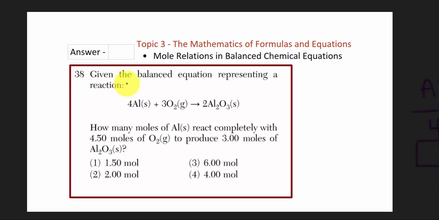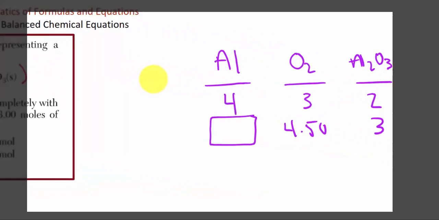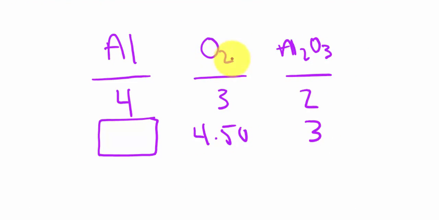Question 38. Given the balanced equation representing a reaction, here's your equation, how many moles of aluminum react completely with 4.5 moles of the oxygen to produce 3 moles of the aluminum oxide on the other side? There's a couple of ways to go about this, but this is a typical stoichiometry problem utilizing moles. So let's take a look at our 3 characters, the aluminum, the oxygen, and the aluminum oxide. The ratio of moles from the equation is 4 to 3 to 2. These are the coefficients that appear before these formulas in the equation.